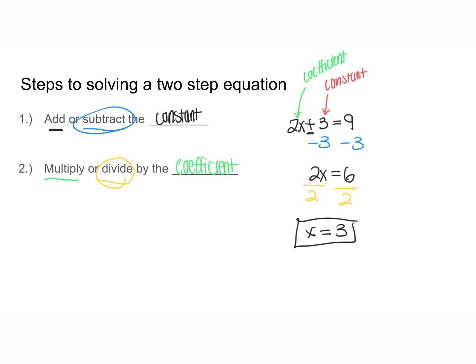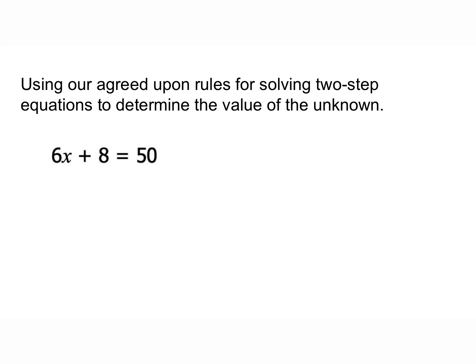We can check this as well. We would do 2 times 3 plus 3. That's 6 plus 3, which is 9. So that's right. So we're going to use these same rules to solve these two-step equations.